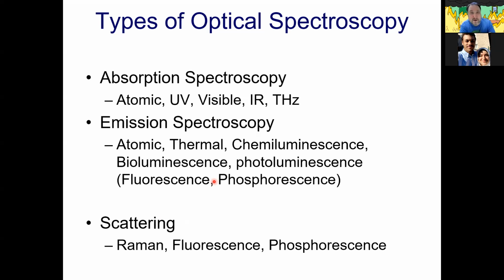Or you could do scattering. So scattering is a little bit different. Fluorescence is going to act like a scattering process in that the photons are coming out in all different directions. Raman is a scattering technique where you basically shoot a photon at a molecule, and then you're looking at the photons that bounce back off and any energy changes that occur in that photon-matter collision.